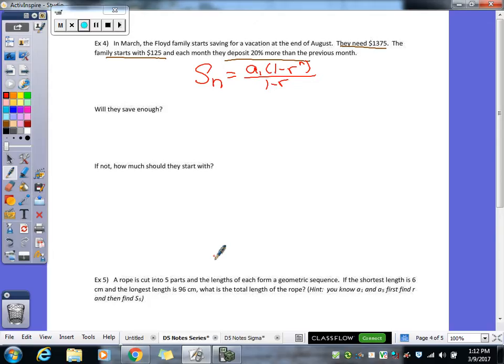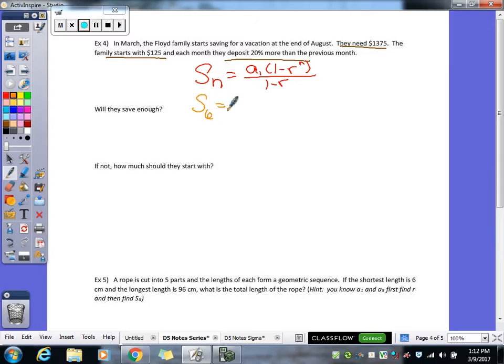So first thing we have to figure out is, what is our n? If they start depositing in March and they deposit through August, how many times are they making deposits? Hold on, do we include March? Not 5. You do include March. 6, because they deposit in March, April, May, June, July, and August. So they deposit for 6 months.